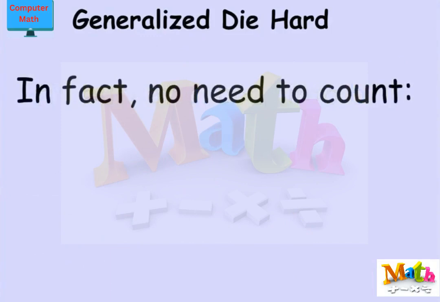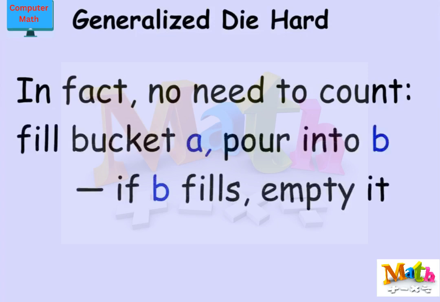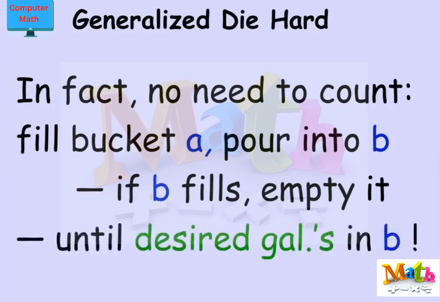So in fact, there's no need to count, because you don't need to know what S and T are, because you can just, knowing that you can get any desired amount that's a multiple of the GCD into bucket B, you just keep doing this process until you get the amount that you want. So you fill bucket A, you pour it into B. When B fills, you empty it. You just keep track of how many gallons there are in bucket B, and you keep going until you get the amount that you want, and then you're done.